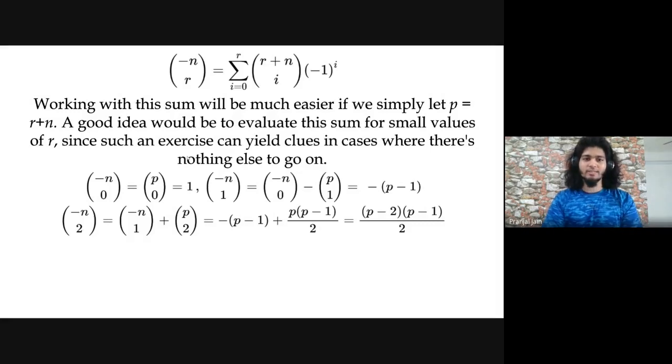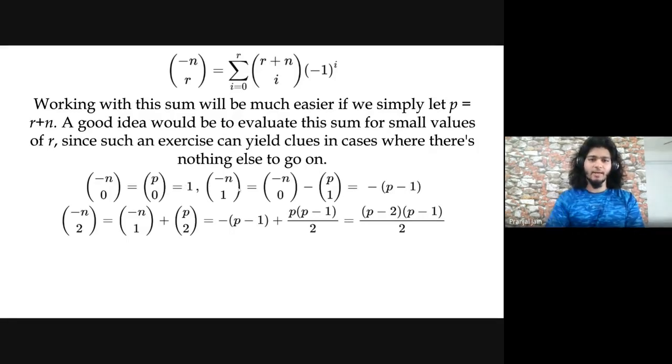But what we can do is, since we have no clue, we can just plug in some values for R. So we'll take small values of R, and for simplicity, we'll replace R plus N over here with P, so that we just have a single variable. So minus N choose 0 is just P choose 0 because there's just one term in your sum. So that is just 1.